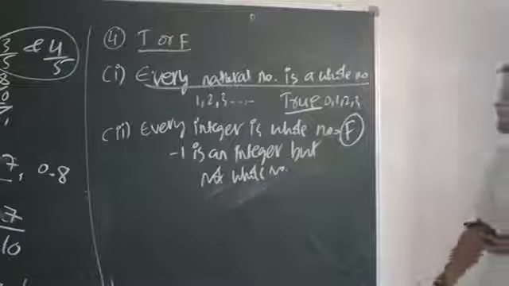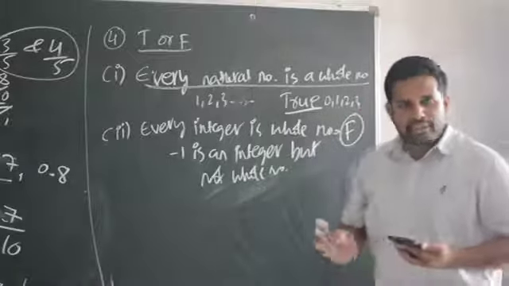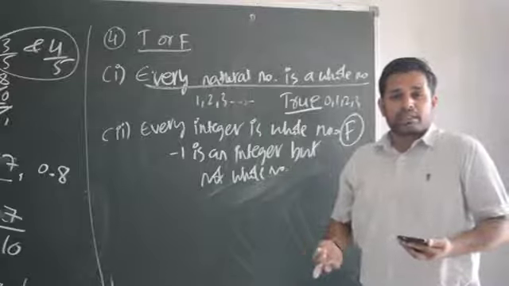Yes or no? To make anything true or false, you should be giving examples. If something is true, no need to give an example. But if something is false, you must be giving examples for that.